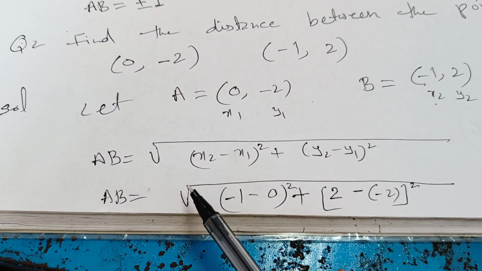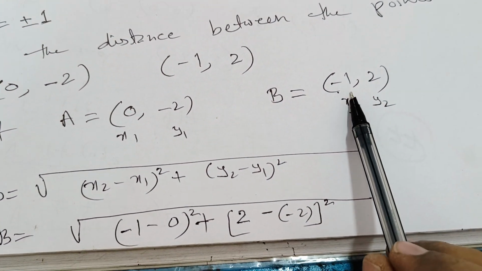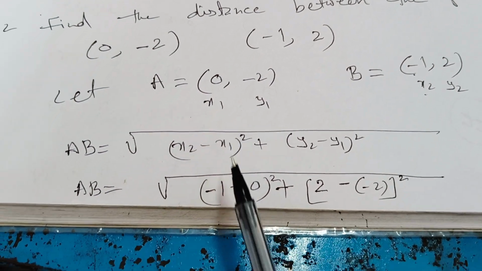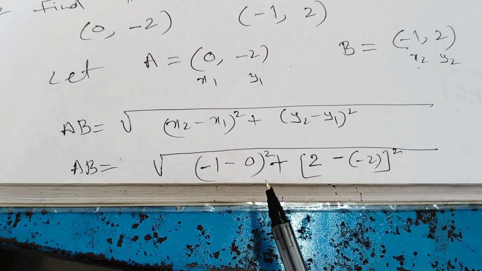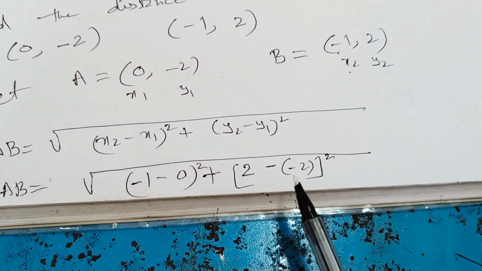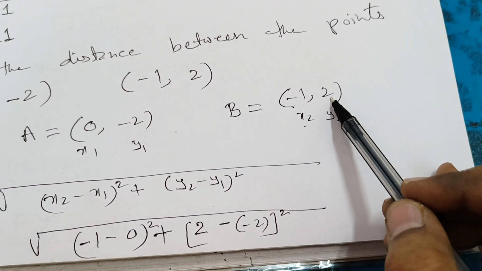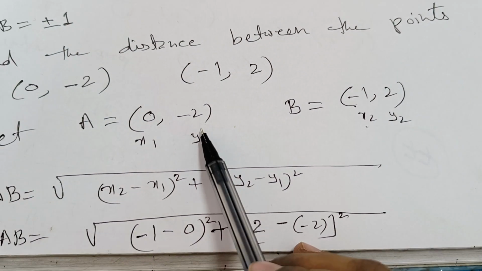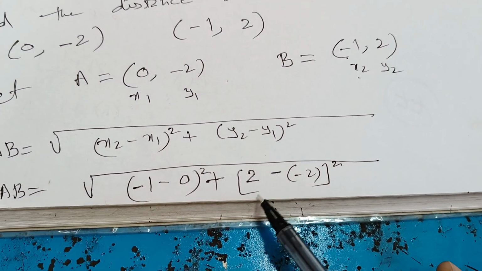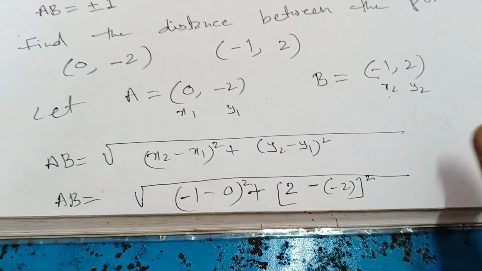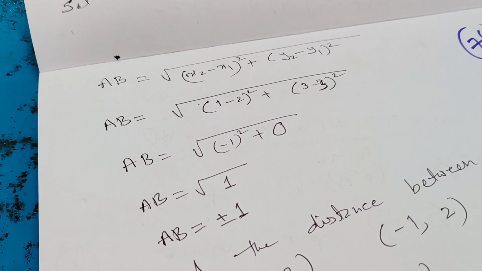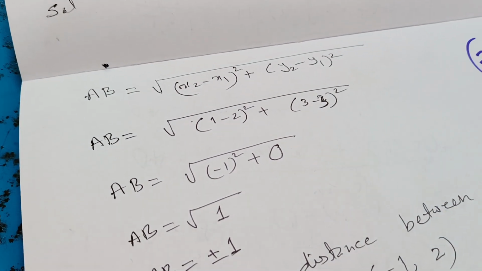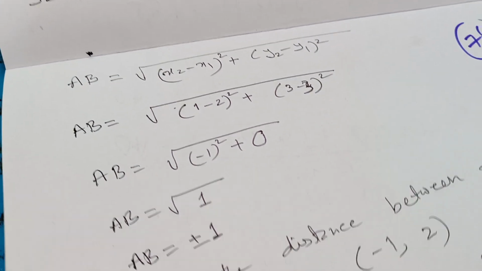AB is equal to square root of x2 is -1 and x1 is 0. In place of x2 and x1 we are substituting -1 minus 0, plus y2 minus y1. Our y2 value is 2, y1 value is -2. So 2 minus -2 whole square. Minus into minus becomes plus. So 2 plus 2 is equal to 4.